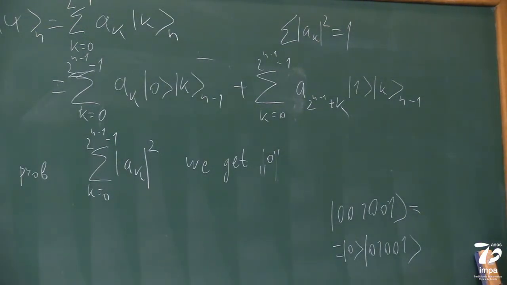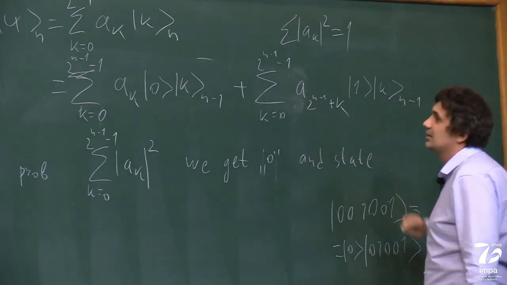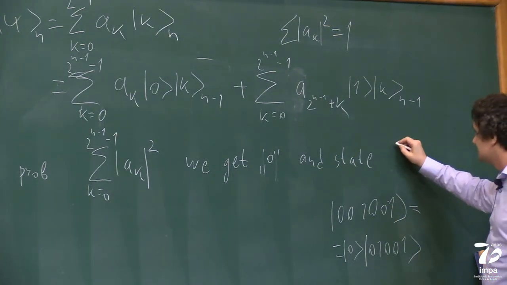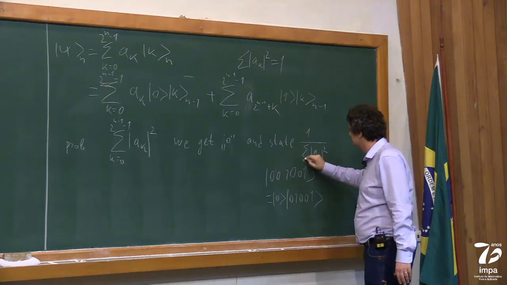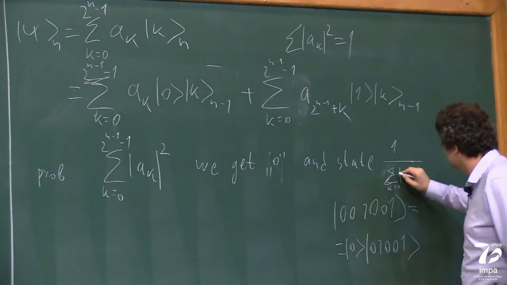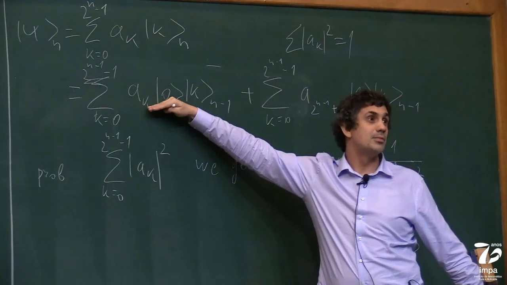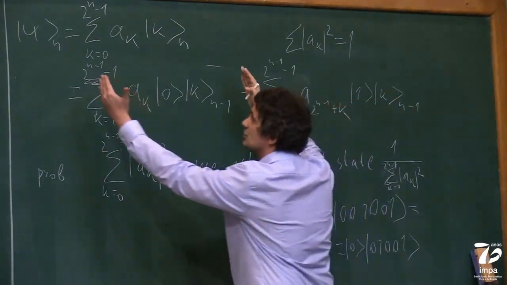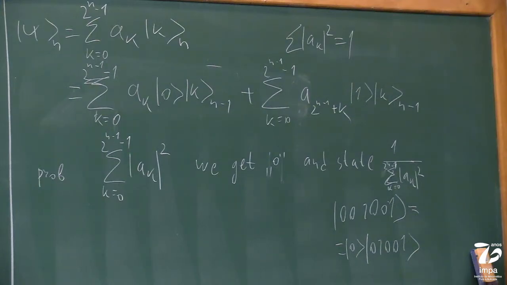So, okay, we get zero, and the state becomes the sum of ak squared of this sum. So it gets the first bracket.